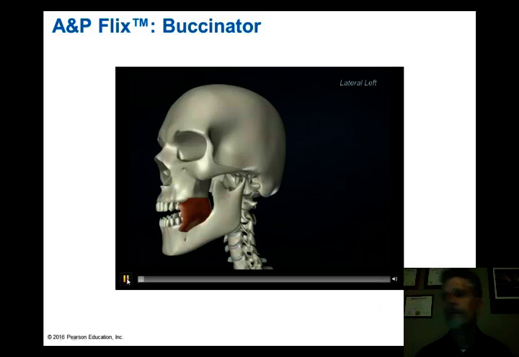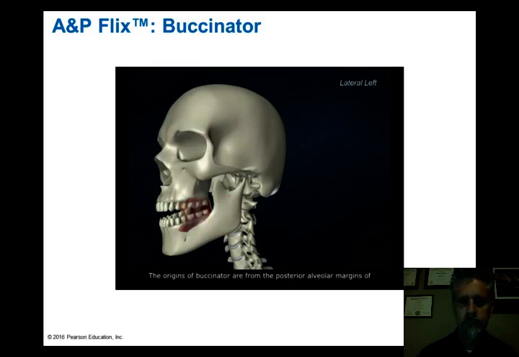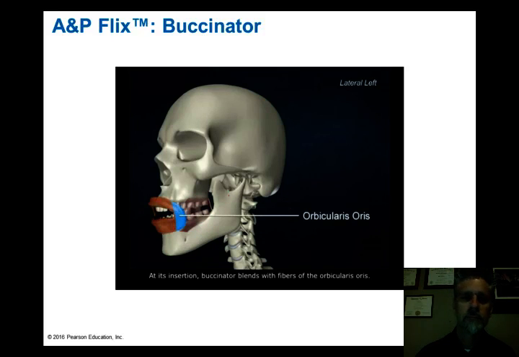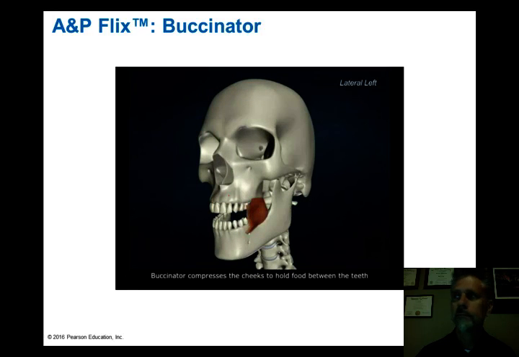All very complicated. The origins of buccinator are from the posterior alveolar margins of the maxilla and mandible, and from a band of connective tissue running vertically between the two, known as the pterygomandibular raphe. At its insertion, buccinator blends with fibers of the orbicularis oris. Buccinator compresses the cheeks to hold food between the teeth while chewing. It is innervated by the facial nerve.